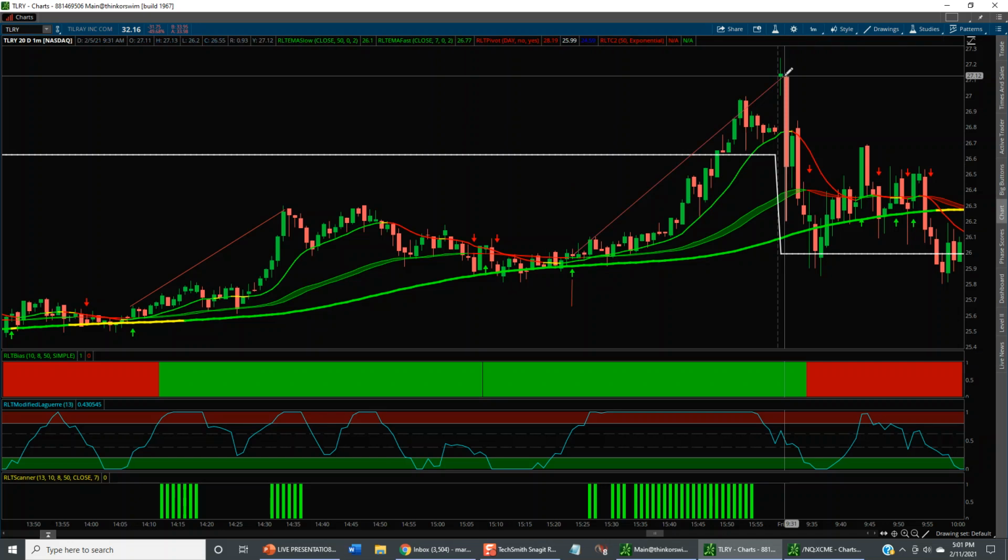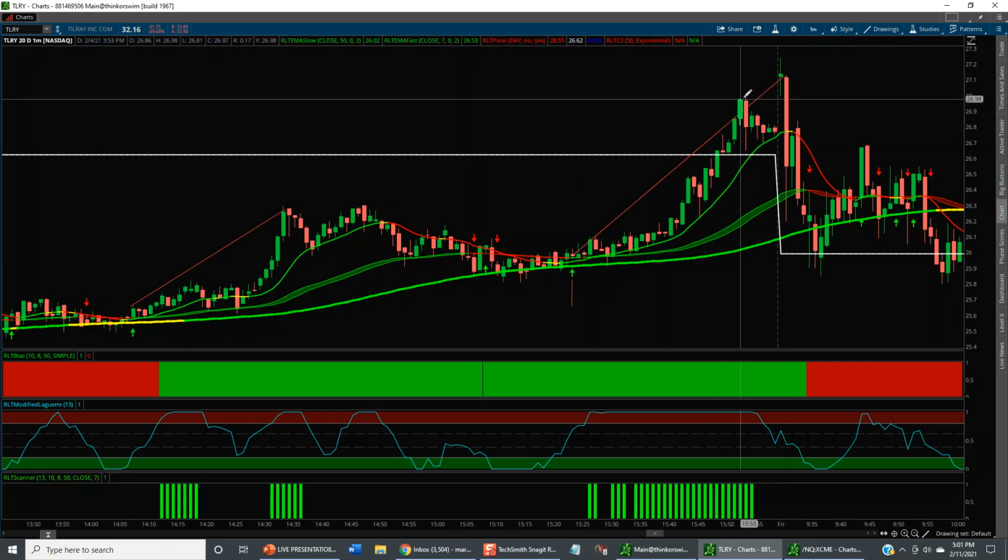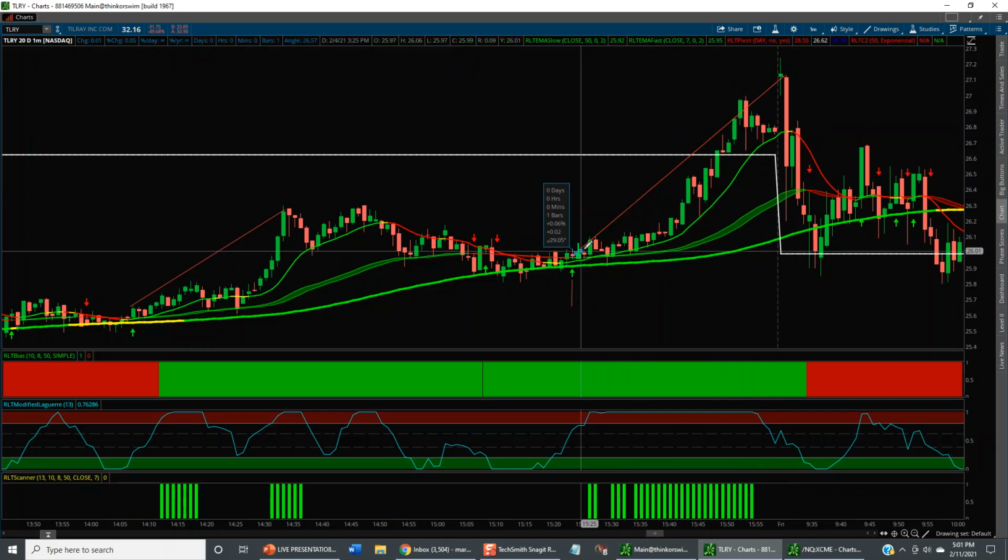Now this is a very big move. Let's see just how much this is again. This is about a 4.36% move. It's a $1.13 move on Tilray at $26.